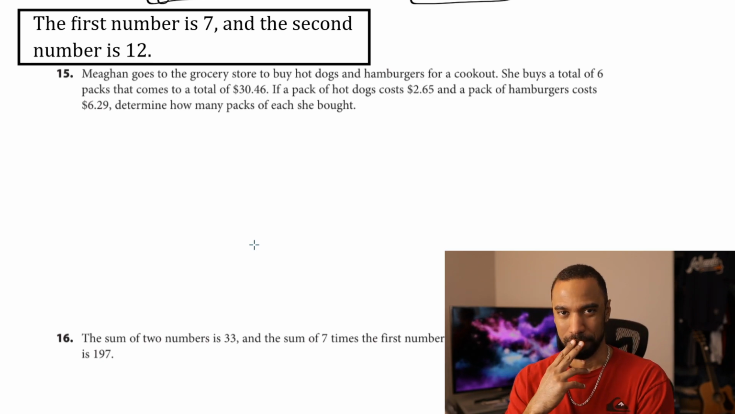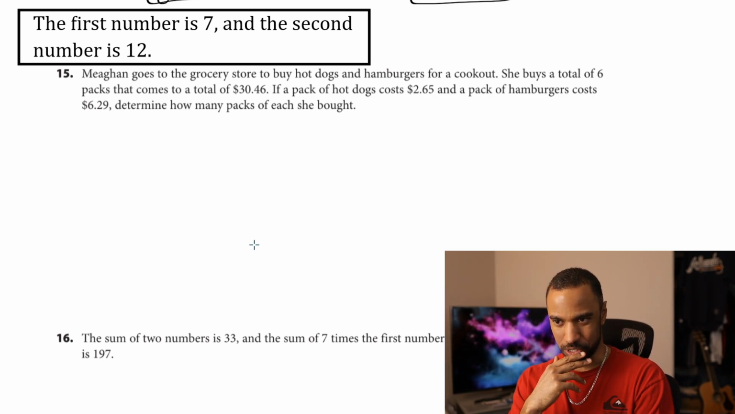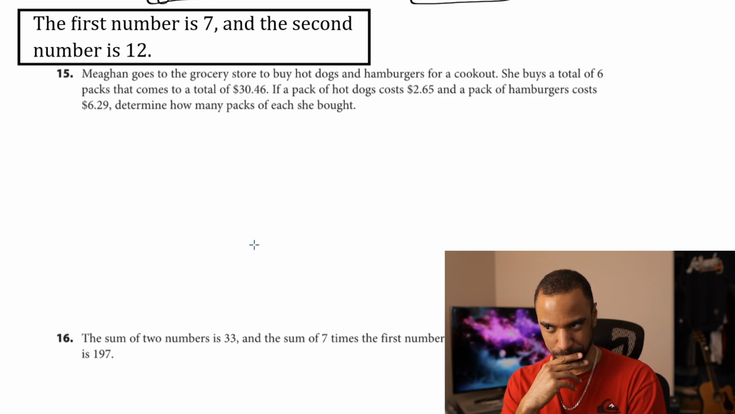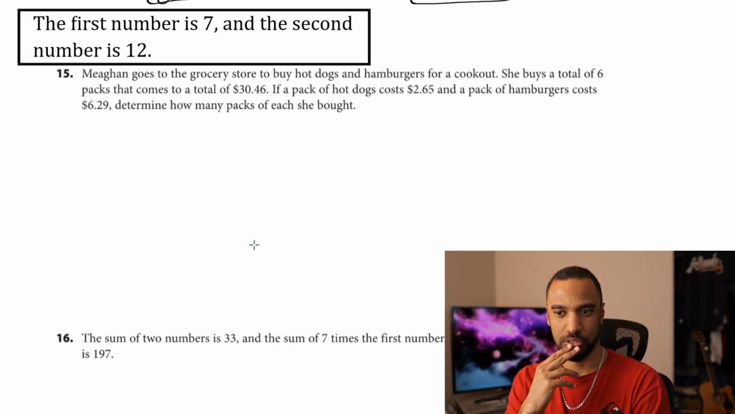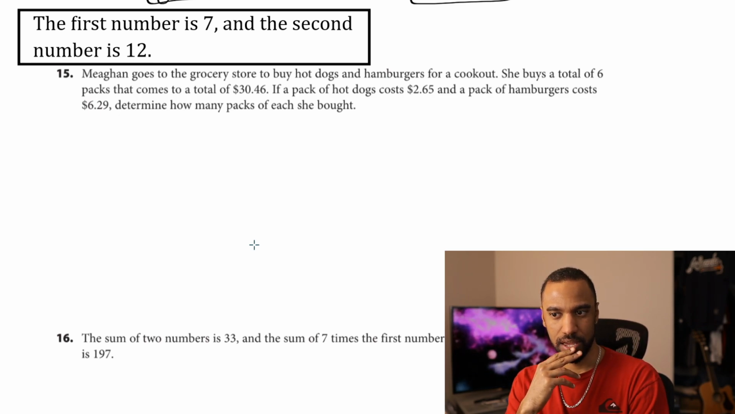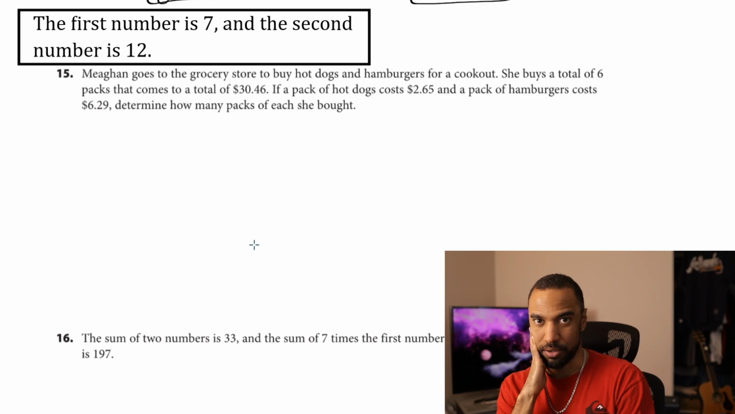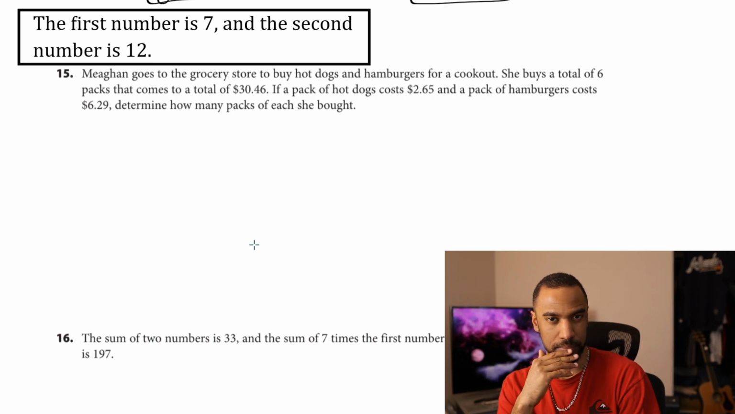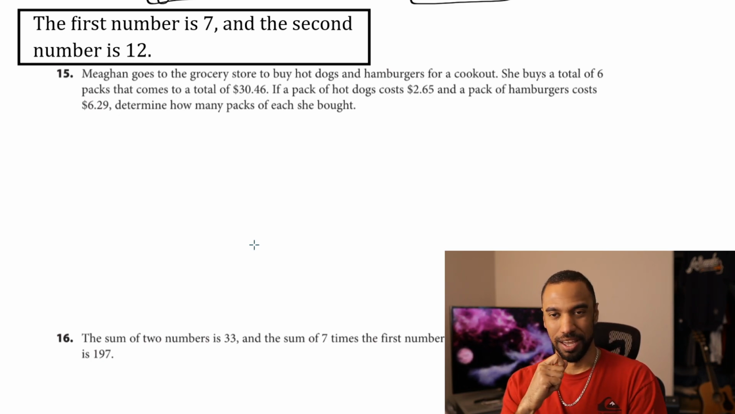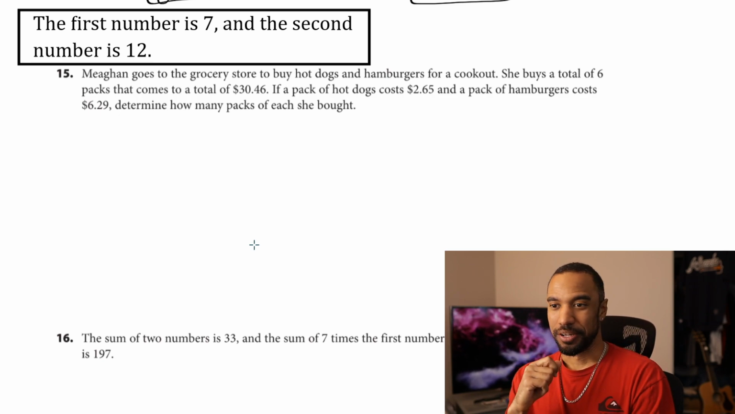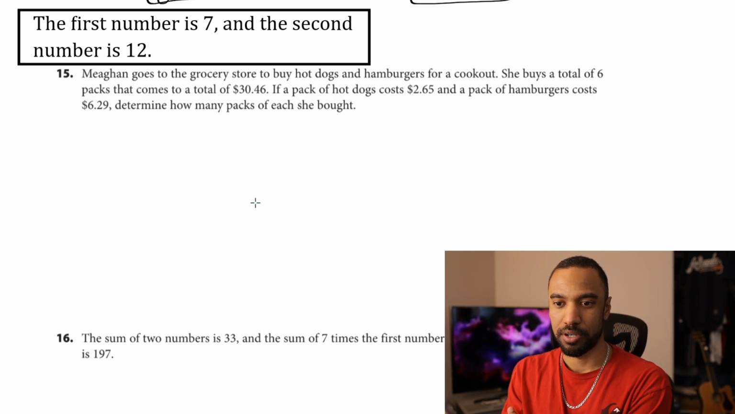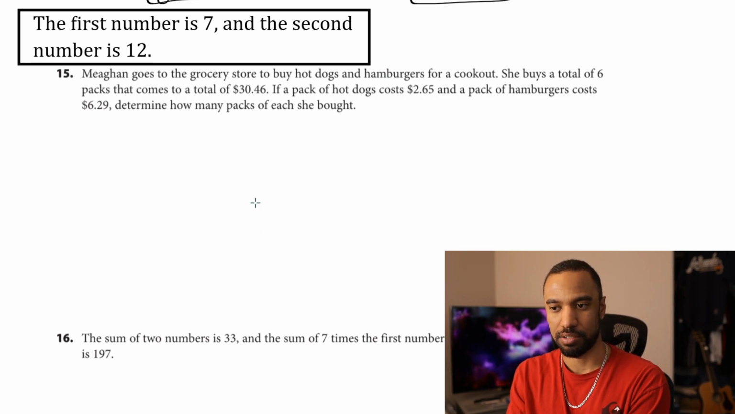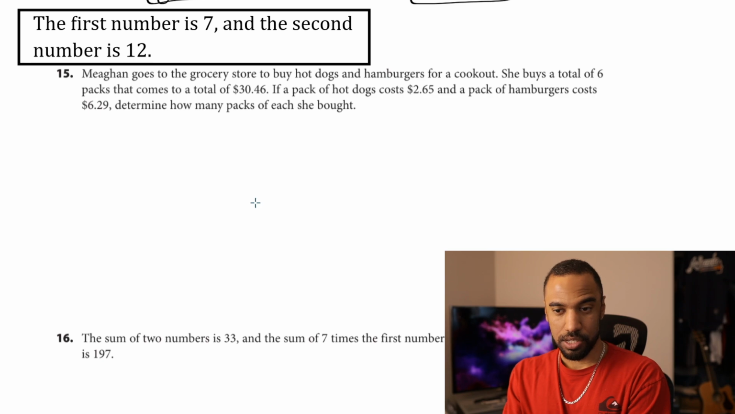Megan goes to the grocery store to buy hot dogs and hamburgers for a cookout. She buys a total of 6 packs that comes to a total of $30.46. These are going to be weird decimals. If a pack of hot dogs costs $2.65 and a pack of hamburgers costs $6.29, determine how many packs of each she bought.